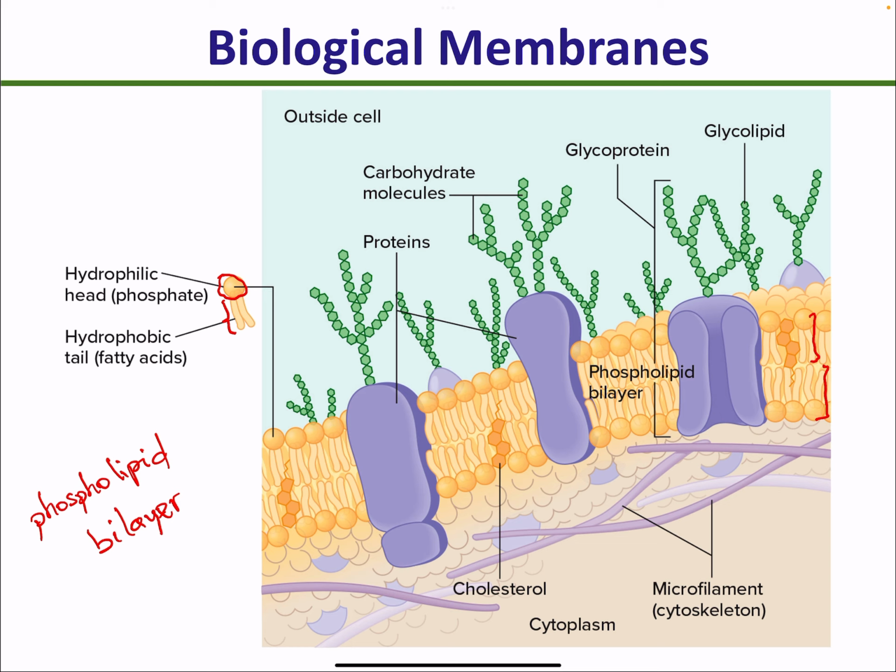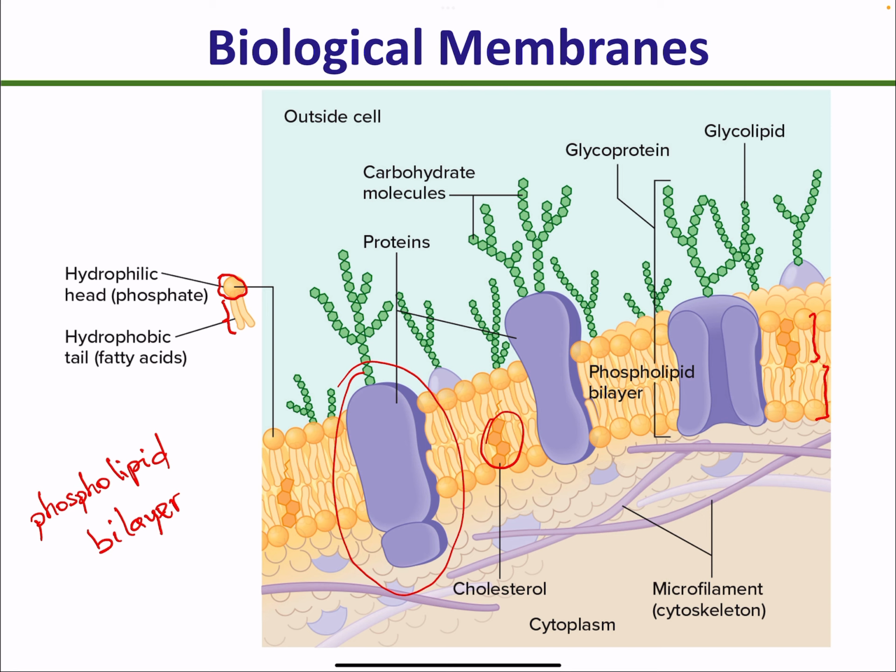In addition to phospholipid as part of the plasma membrane, we are going to have cholesterol. In humans, we have a bunch of cholesterol, and that cholesterol plays a very important role in the fluidity of the plasma membrane. In addition to cholesterol, we are going to have proteins. These proteins that are embedded in the plasma membrane are going to play different roles.